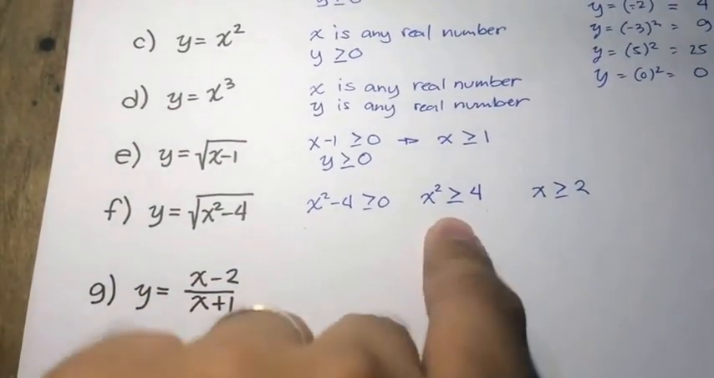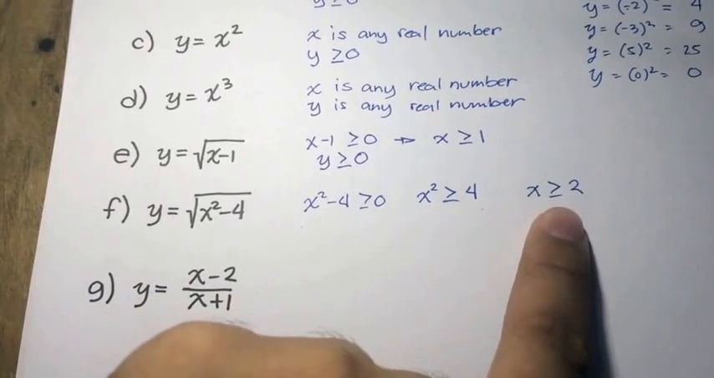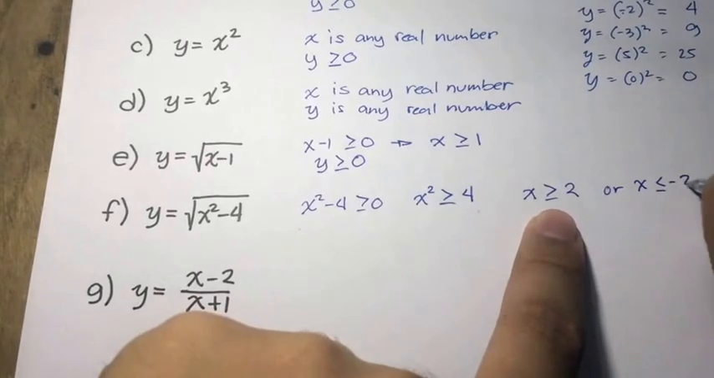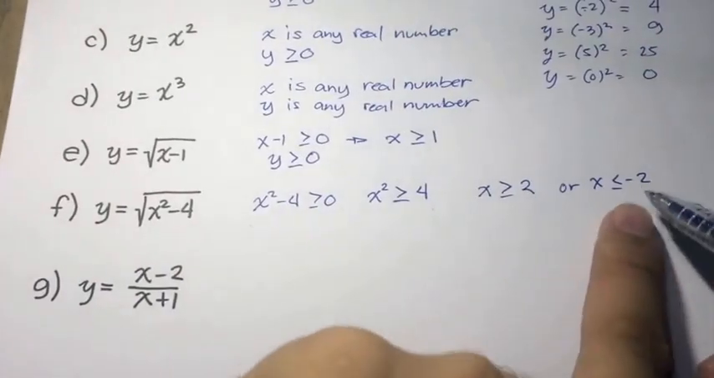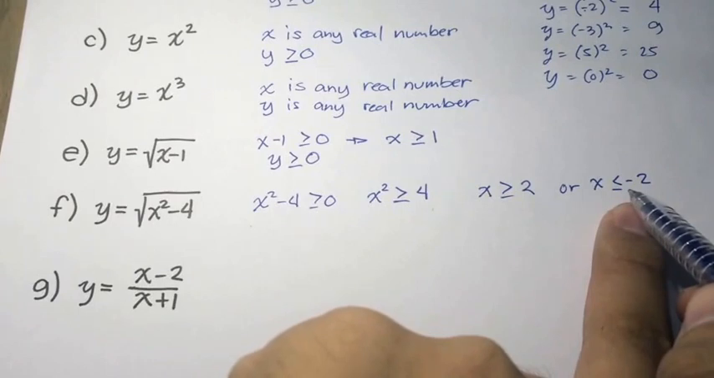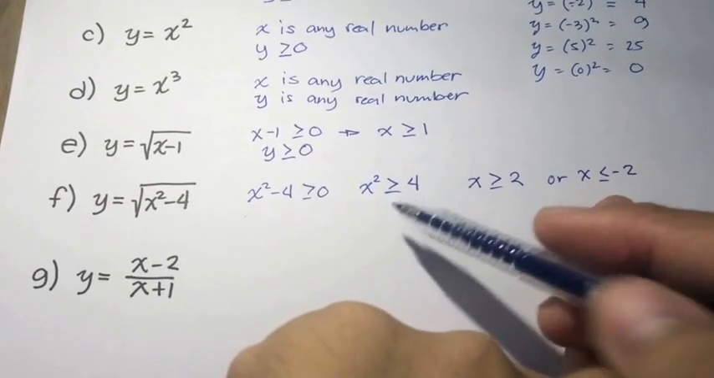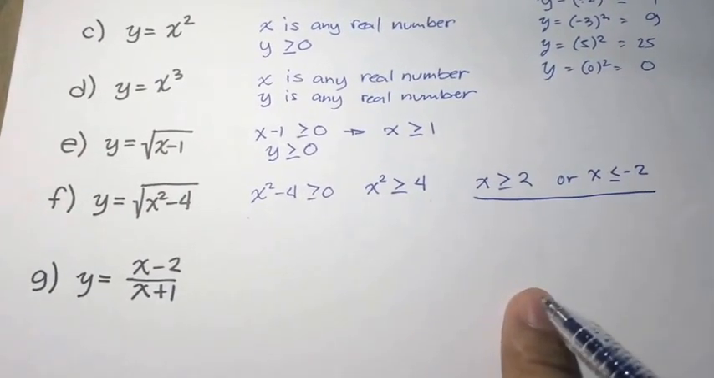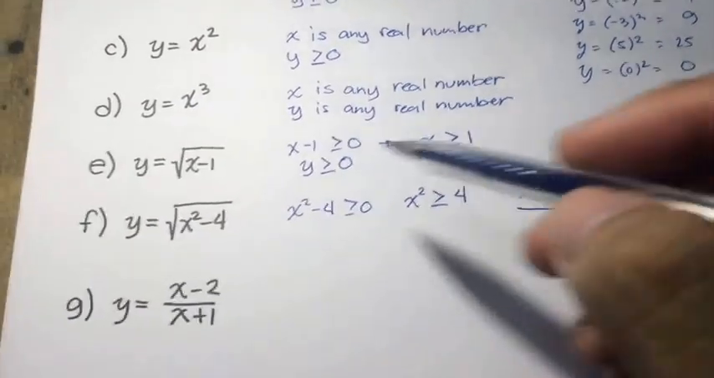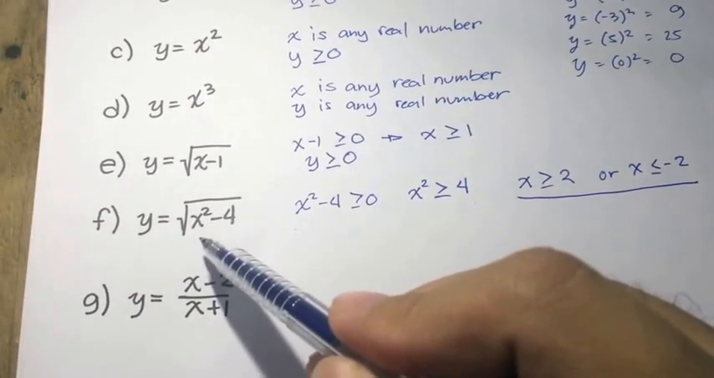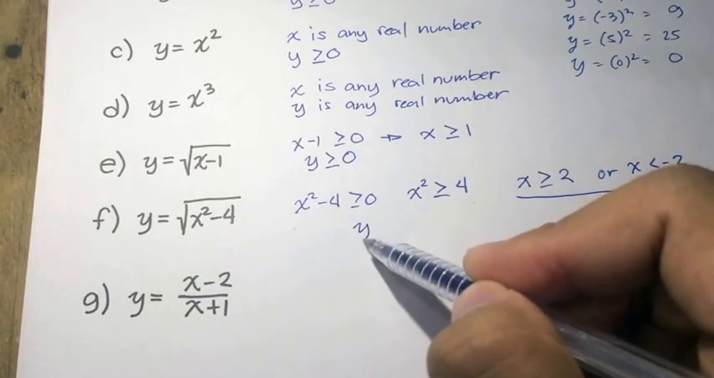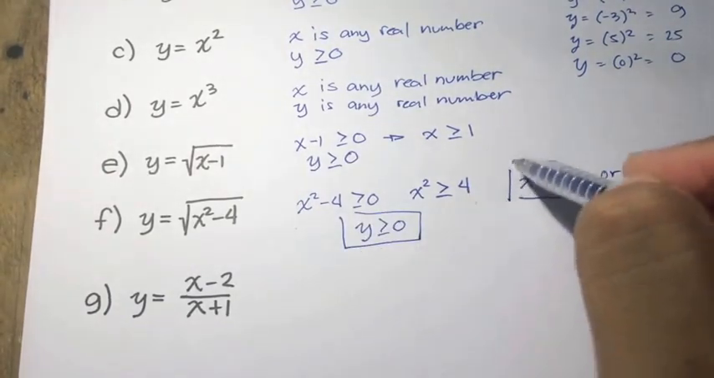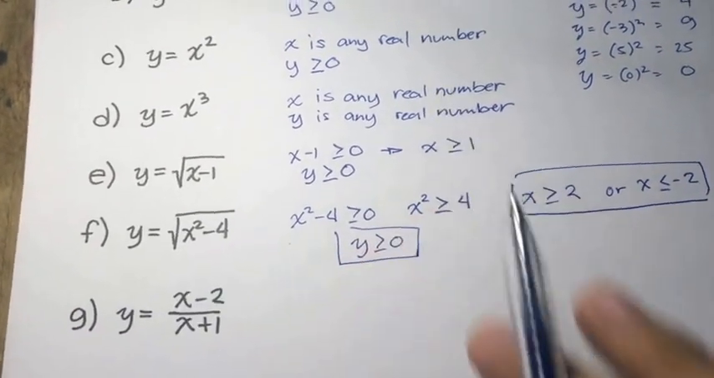If I solve for x squared greater than or equal to 4, I can get x is greater than or equal to 2 or x is less than or equal to negative 2. If you realize, any negative number less than negative 2, when I square it, the result will be greater than 4. So this is satisfied. So this is my domain. Now for my range, if I satisfy my domain, my range becomes again greater than or equal to 0. So this is my range and this is my domain for letter F.